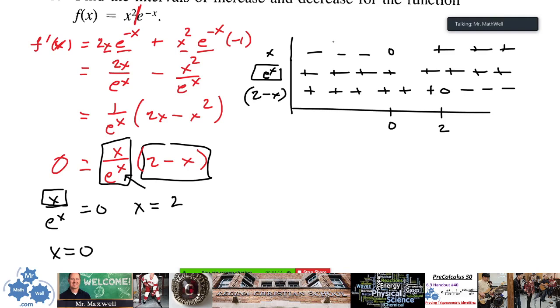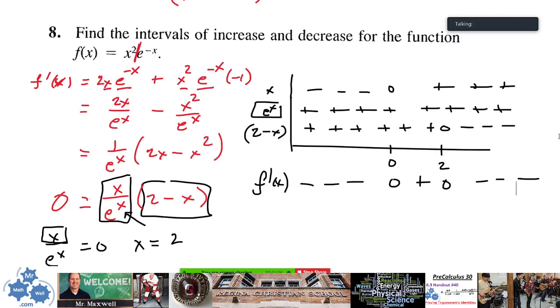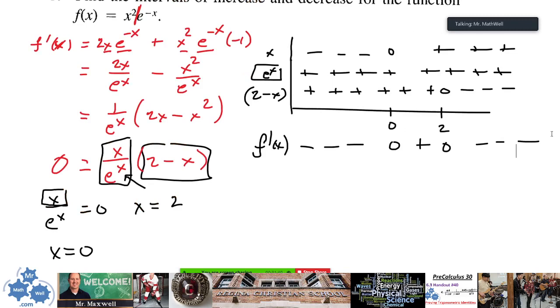All right, so let's see. When we do all this, we're multiplying. So f prime of x down here is negative times a positive, so it looks like it's negative, 0, positive, 0, negative. Does that look about right? Now this is number 8, so some of you did number 8 in your homework. Those of you that did, make sure you're double checking my work here for me.